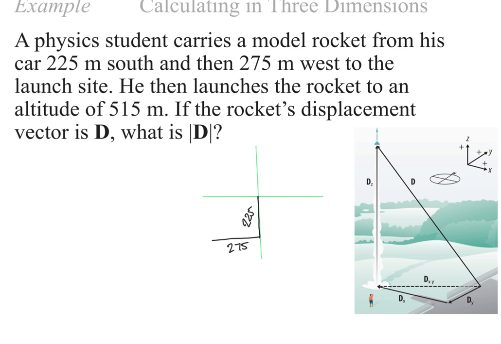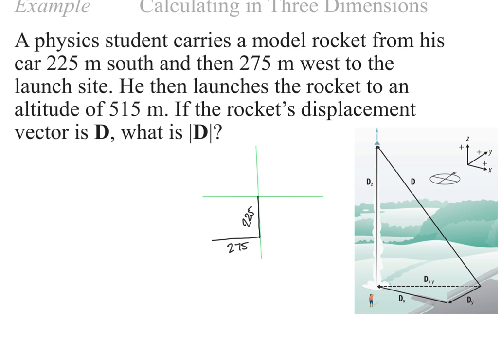So clearly when you have south and west, you have a right triangle. This is easy, all right? Which we could break down into components if we wanted to. It says this is the launch site. He then launches the rocket to an altitude of 515 meters. If the rocket's displacement vector is d, what is the magnitude of d?